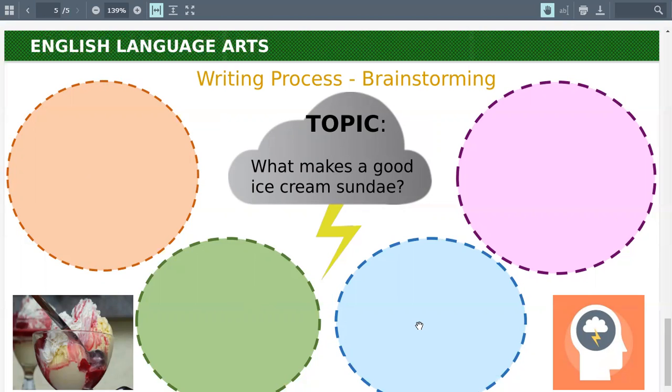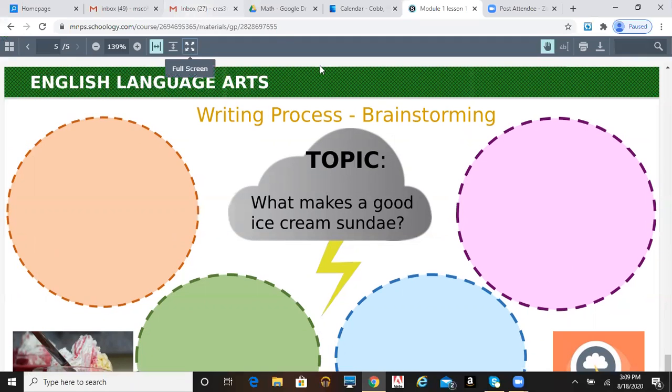And then the third thing could be that I would like to have fruit in my ice cream sundae. And then the last thing could be that I would like to have sprinkles on my ice cream sundae. So those are 4 things that I think would make a good ice cream sundae, but I would challenge you to think of 1 or 2 things that would make a good ice cream sundae. All right, let's move on.